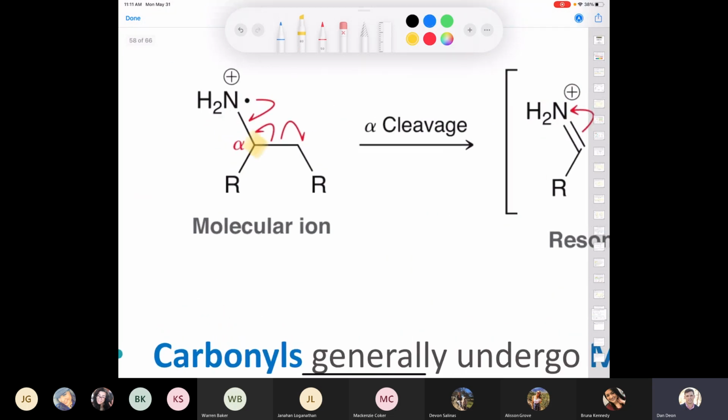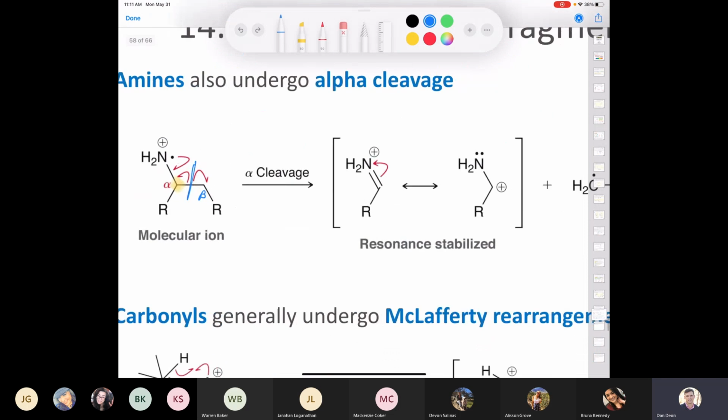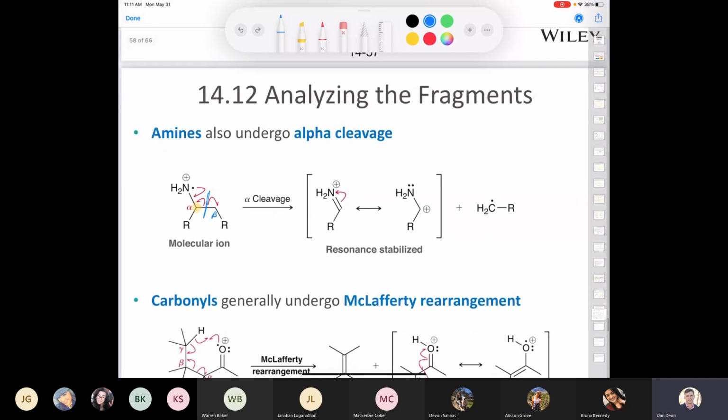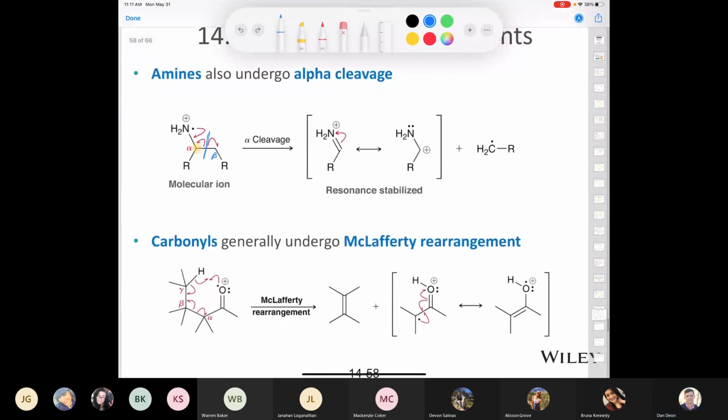The carbon that the nitrogen is bound to, we call that the alpha carbon. If you have a cleavage between the alpha and the beta carbon, again, you don't even have to draw this mechanism. That is a clue that you've got an amine, but you might have an odd mass if you have an odd number of nitrogens.